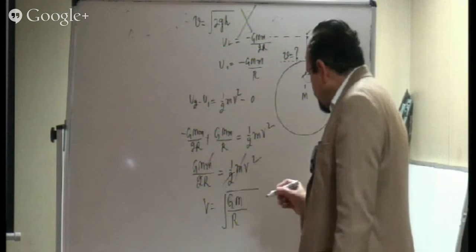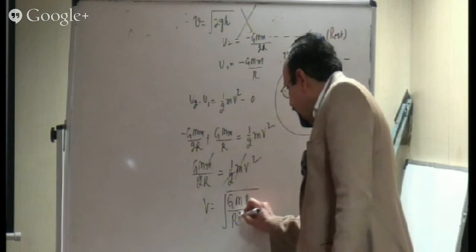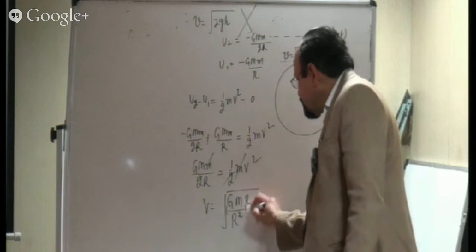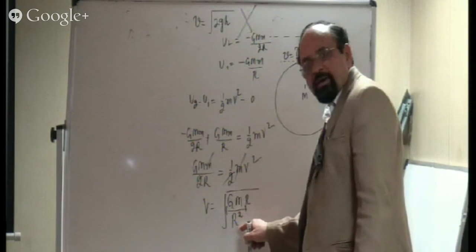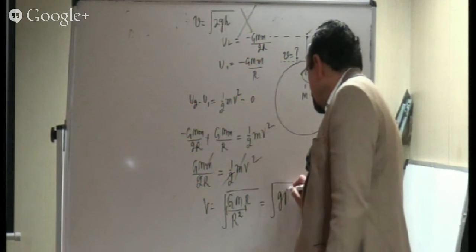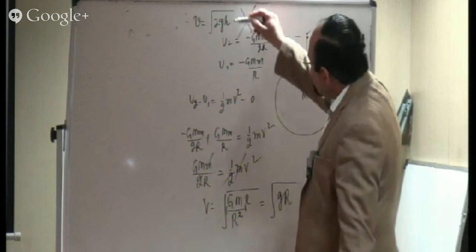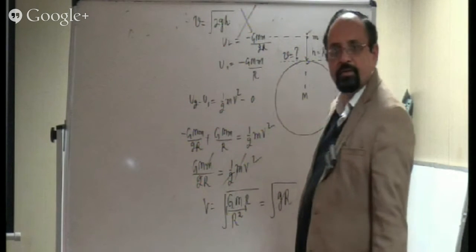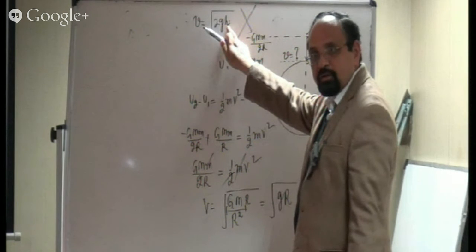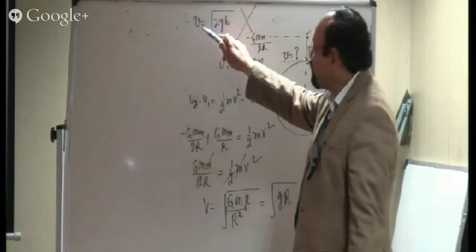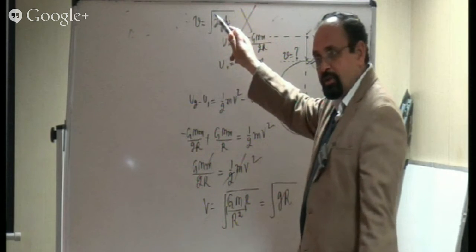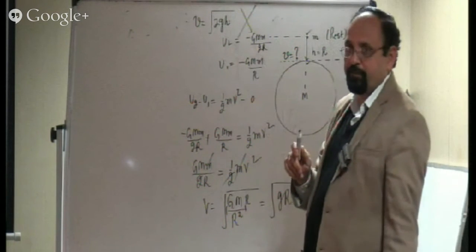I can do one thing. I can multiply it by R and I can divide this by R. That will help me to sum up GM by R square, nothing but the small g. If I use this one, I will get the expression as under root of gR. And definitely this option will be there in the 4 options. This you have to decide.